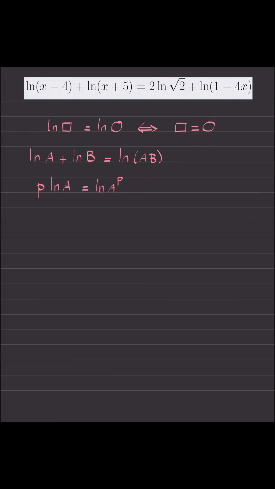It is very simple. On the left-hand side, if I give the role of A to this expression and the role of B to this expression, then I have ln A plus ln B, which can be compactly written as ln of the product. So the left-hand side becomes simply ln of (x - 4)(x + 5). For the right-hand side, I will do the same thing but in two steps. The first step is to use this formula to move the 2 up there. So this becomes ln of (√2) to the power 2. I copy the second term.